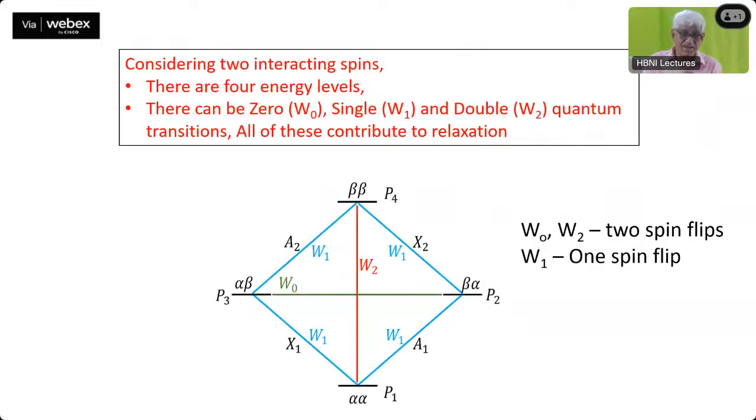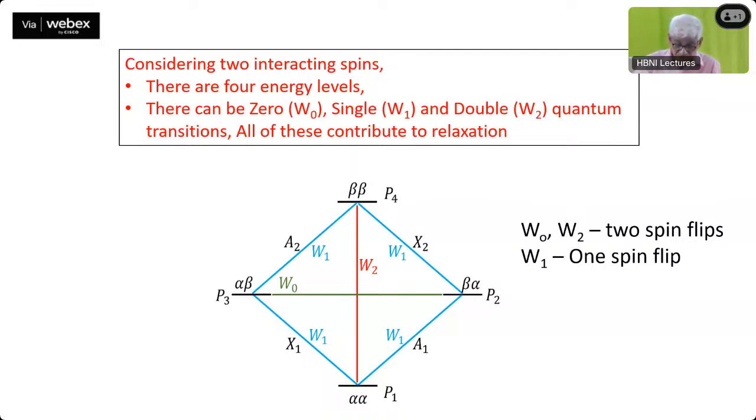Now, let's try and understand this. You are considering two interacting spins. You have the four energy levels: alpha alpha, alpha beta, beta alpha, beta beta. We have seen this before when we discussed the NOEs, the same thing. Now here are the six transitions. Now transition probabilities are there.